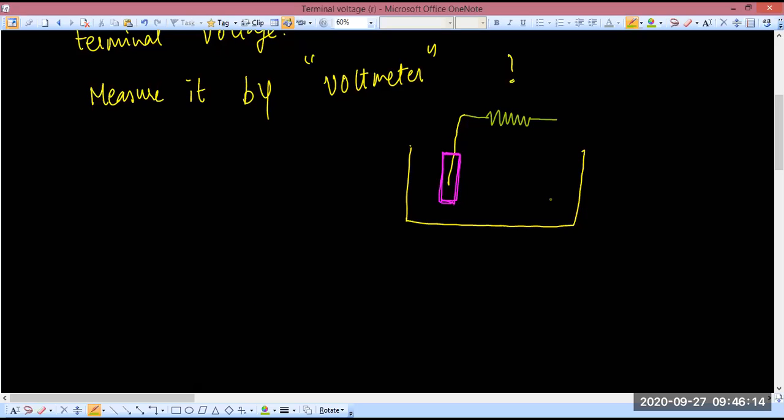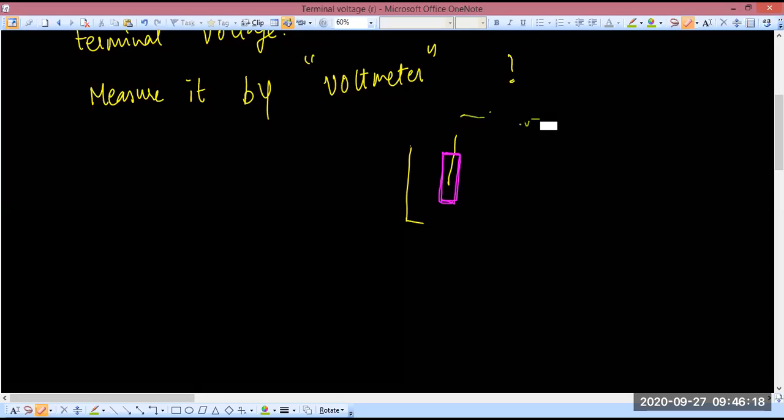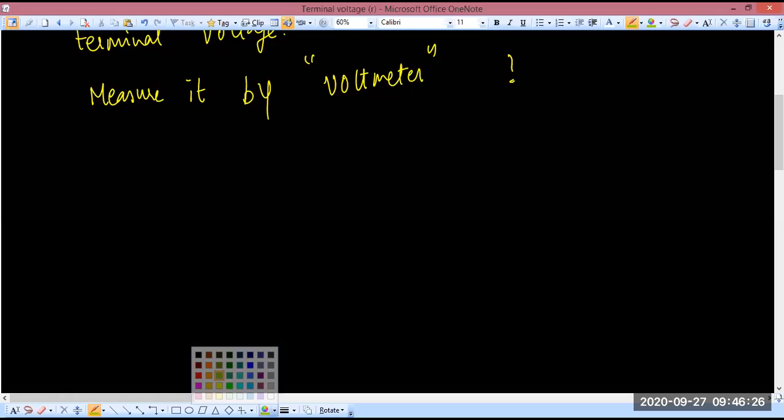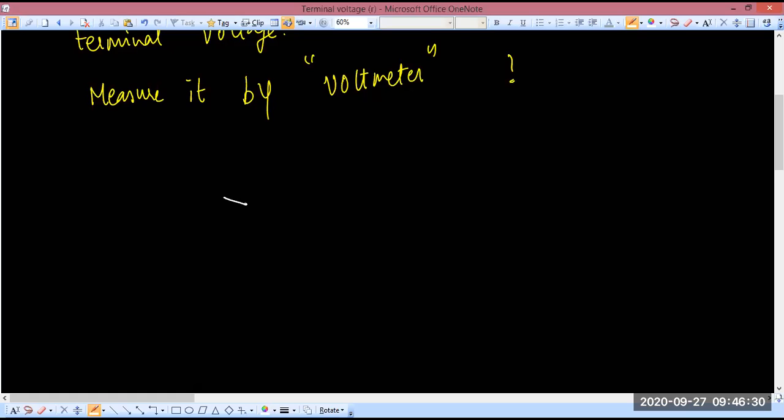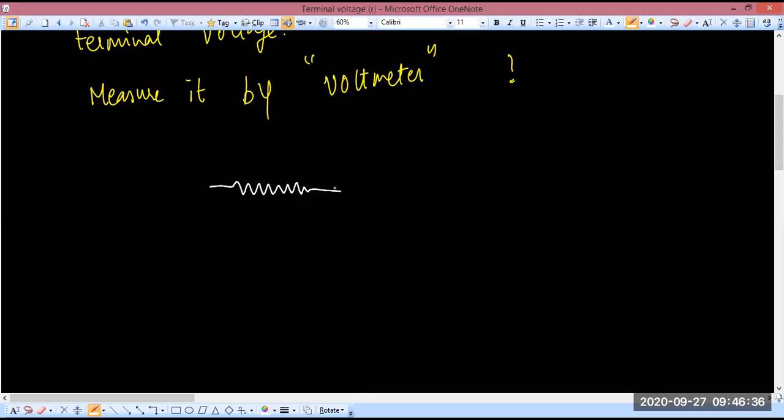Let me just draw it once again. I'm not very happy with what I've drawn here. I just want a bit more space, maybe. Why can't I draw it straight? I don't understand. So suppose here is a resistor or a bulb, anything, any kind of device that you might be using, can be connected here.